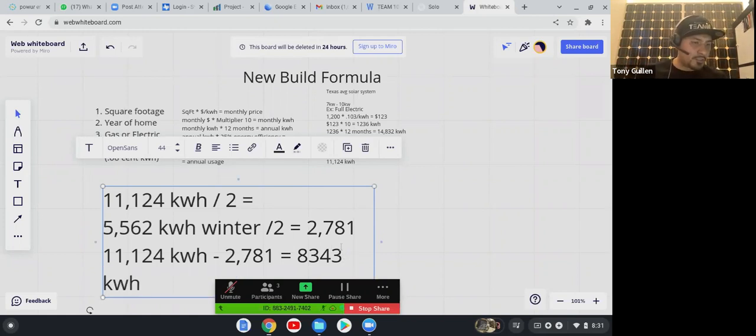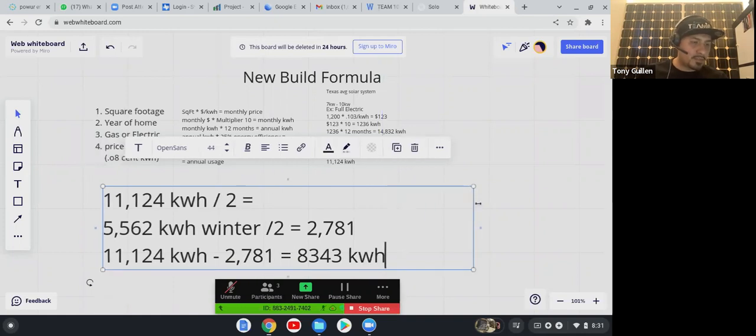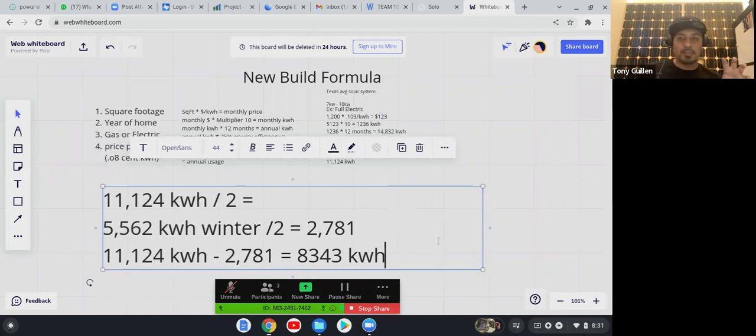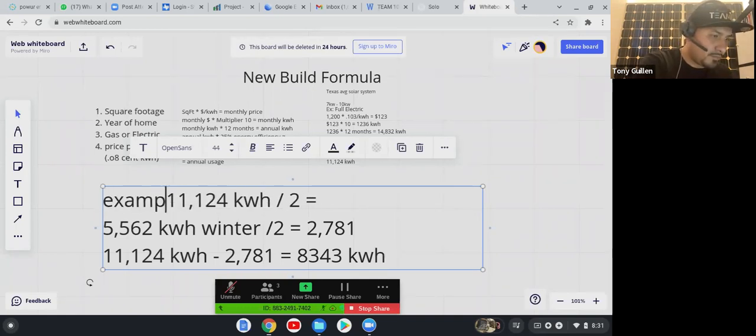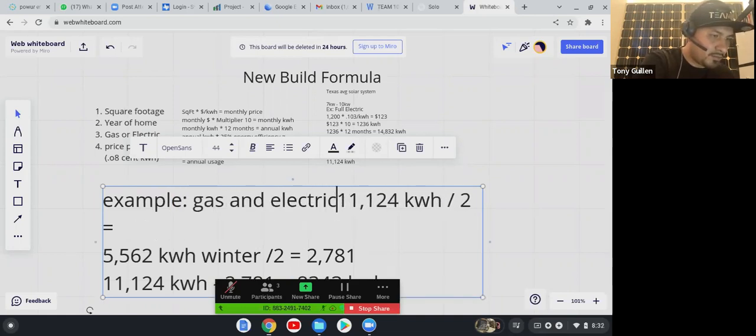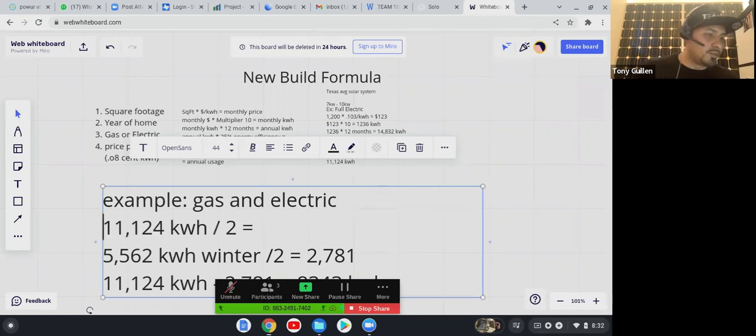So we understand that, right? That means there's less consumption, because we're not drawing energy anymore. What we're doing is using the gas. So now their gas bill goes up and the energy consumption goes down. Does that make sense? Makes sense. Awesome. So this is the example for gas and electric for a new build.